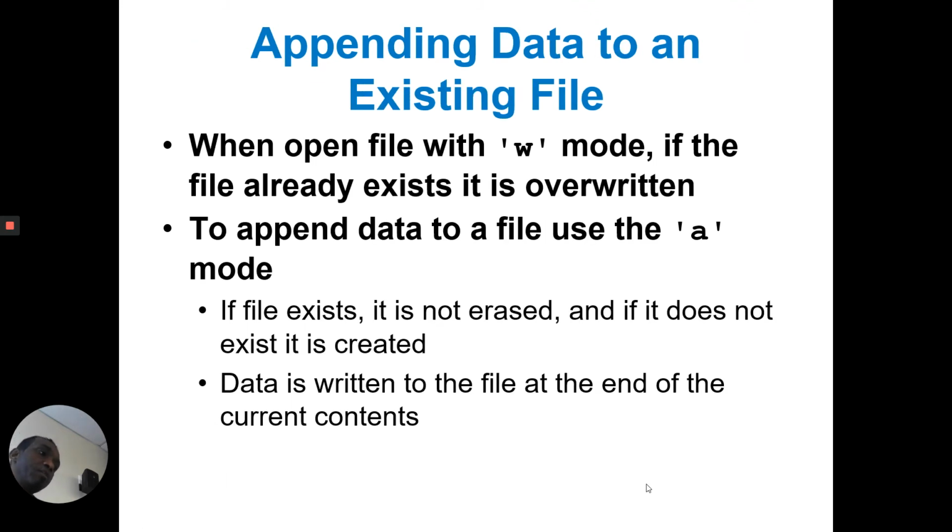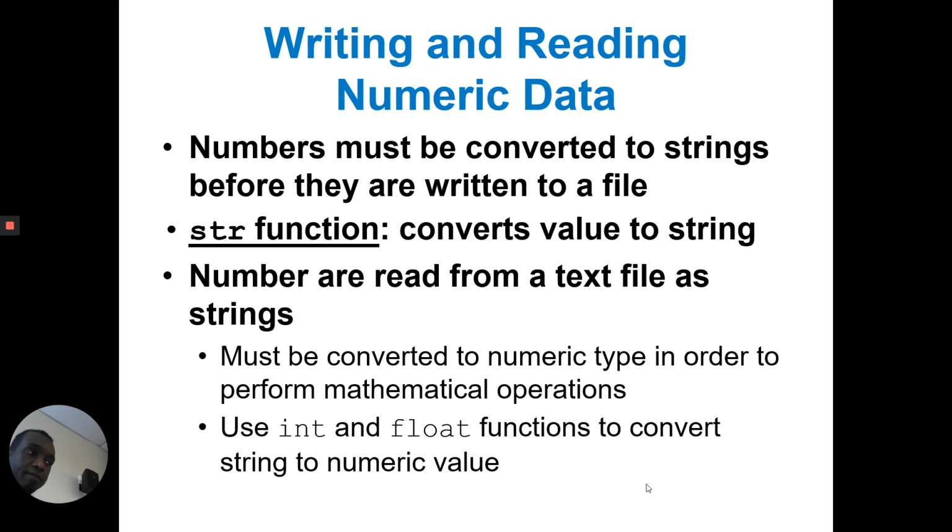So when you open a file with a W mode, if the file already exists, it overwrites it. To append data to a file, use the A mode, the append mode. If a file exists, it's not erased, and if it doesn't exist, it's created. Data is written to the file at the end of the current content. Okay.